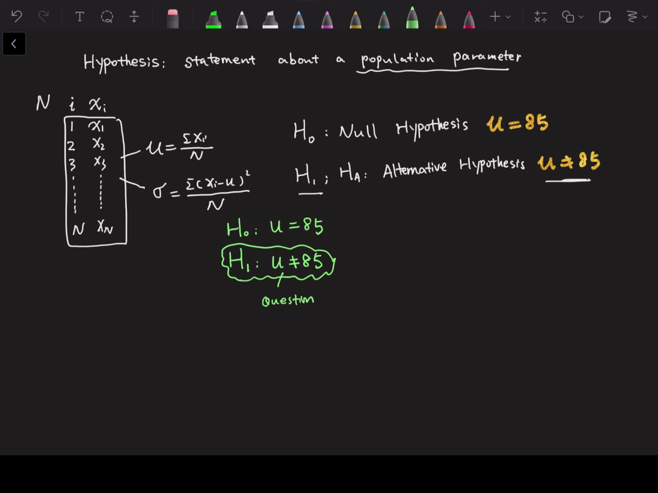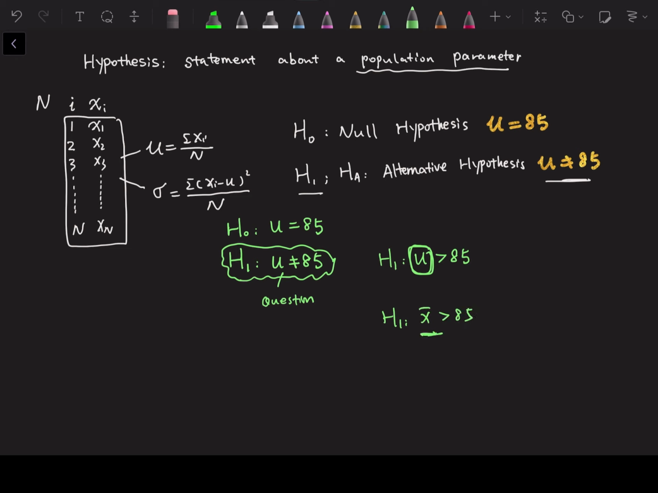Or if you're interested in whether the population mean is greater than 85, that could be the alternative hypothesis: mean greater than 85. This is a population parameter, a statement about a population parameter. If you write the alternative as sample mean greater than 85, this is a sample statistic.